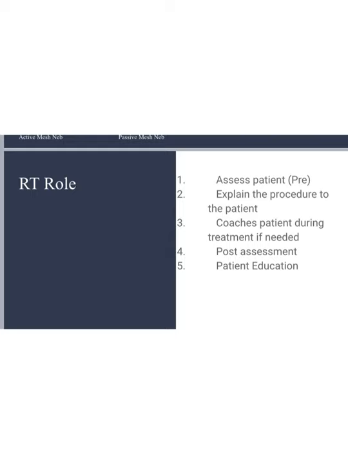We need to explain the procedure to the patient. This is so important because imagine you're in a room at a hospital, you're having a hard time breathing or you're really sick, and then all of a sudden this person comes in, hey, I'm Stacy, I'm with respiratory. And then I start setting up something and I say, here, breathe on this, and I hand them a nebulizer. You need to explain everything that you're going to do with the patient. It's very, very important. During that treatment, we also need to coach the patient.